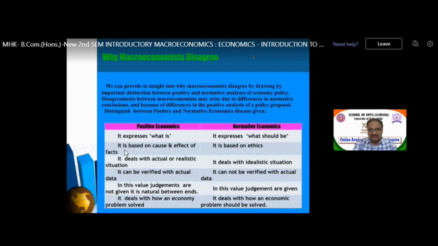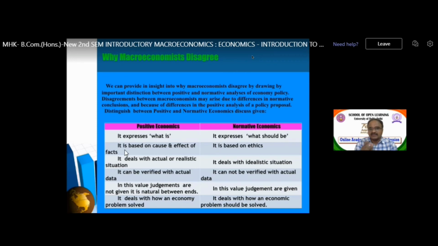I already discussed this with you. Some economists agree, some economists disagree. What is the agreement? What is the disagreement? In that case, there are two terms which we use: positive economics and normative economics. Right? So we can provide insight into macroeconomic disagreements. That is the distinction between positive and normative economics. Okay. So what is positive economics? Positive economics expresses what is. Normative economics expresses what should be.